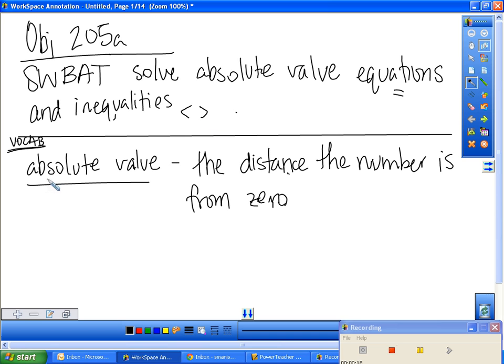So the definition of absolute value is the distance a number is away from 0. So absolute value should not be a new word to us. Remember, we use long bars to represent absolute value.